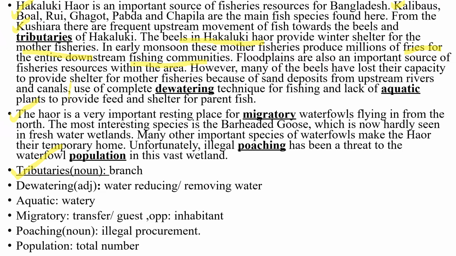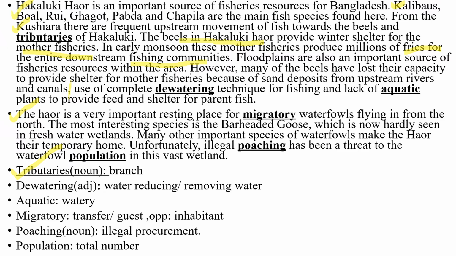The Haur is a very important resting place for migratory waterfowls flying in from the north. So you know that in winter season there are many migratory birds. So Hakaluki Haur is a very important resting place for migratory waterfowls. In winter a huge number of birds come for shelter from the north of the world map. If you have any idea about the world map, in the north there is Russia, actually Siberia. So these birds come from Russia or Siberia for a resting place, and the Haur provides resting place for these birds.